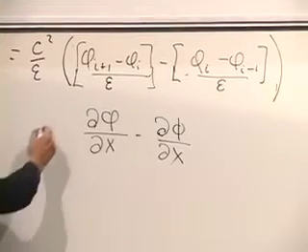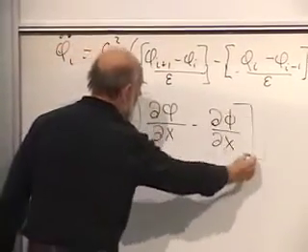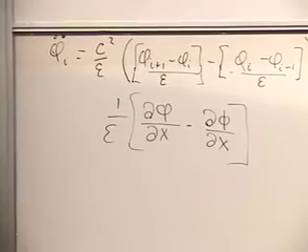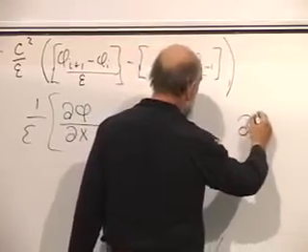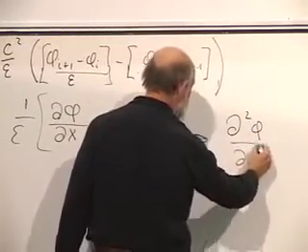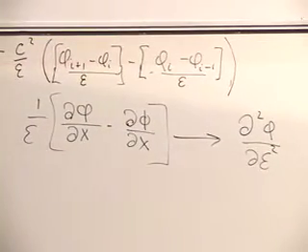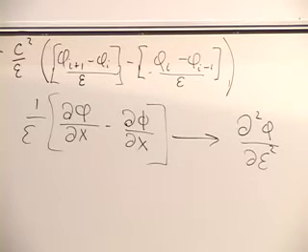But what happens when I divide that by 1 over epsilon? What happens to it? What's it become? The second derivative. This just becomes, in the limit that epsilon goes to 0, the second derivative of phi with respect to x squared. Now, notice that none of this would have worked out very nicely had I not put the epsilons in the right place to begin with.